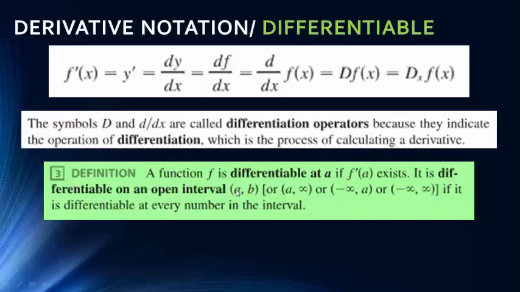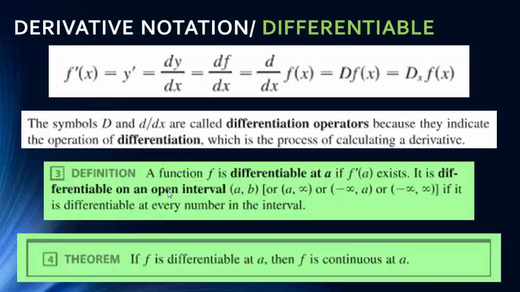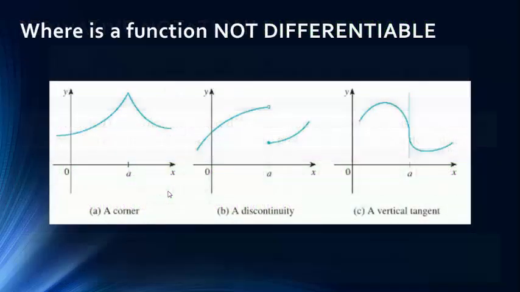Now notice this a and b does not represent an x and y. These are two x values. Remember, an interval tells you where to begin in x and where to end in x. And so this is saying go from x equals a to x equals b. And it doesn't include those values. Those are open-ended points. That's why it's called an open interval. And then we have theorem 4, which says that if a function is differentiable at a, then the function is continuous at a. And remember, that's when you can keep your pencil on the graph paper.